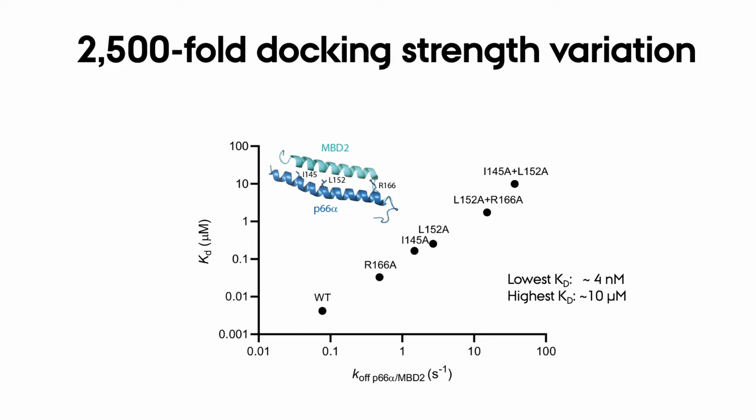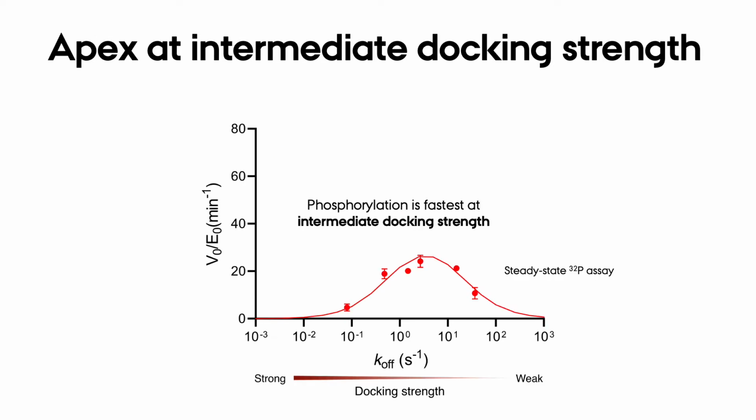By combining 3 well-chosen mutations, we can vary the strength of the docking interaction by more than 1,000-fold while keeping all other parameters constant. Then we tested the ability of these docking interactions to enhance the steady-state phosphorylation rate. We find that the phosphorylation rate has a bell-shaped dependence on the docking strength, with an intermediate strength providing the optimal enhancement. The position of the apex and the magnitude of the enhancement depends on the substrate concentration, the substrate quality, and the length of the linker.